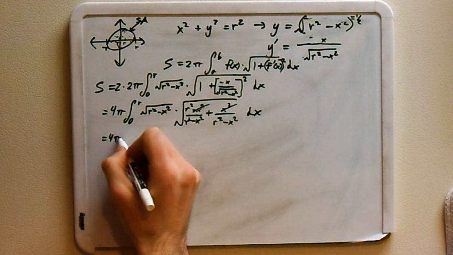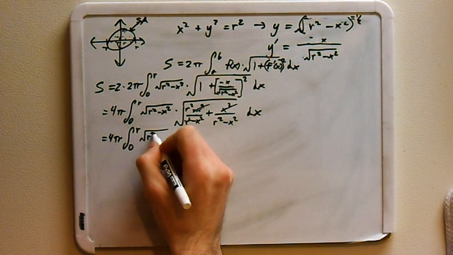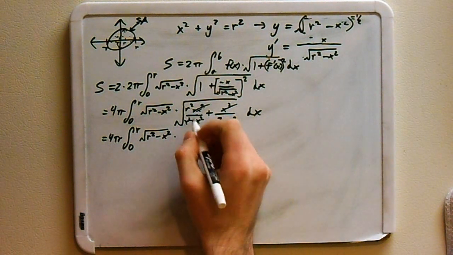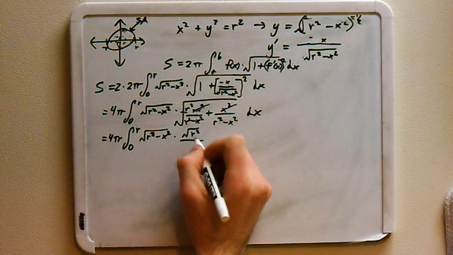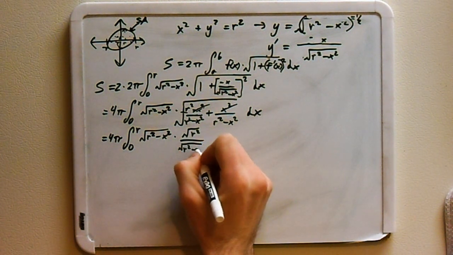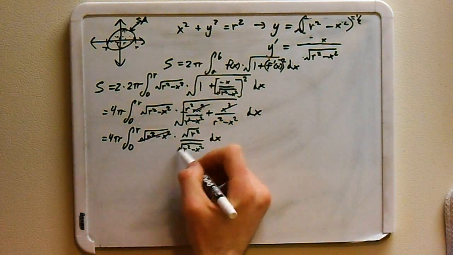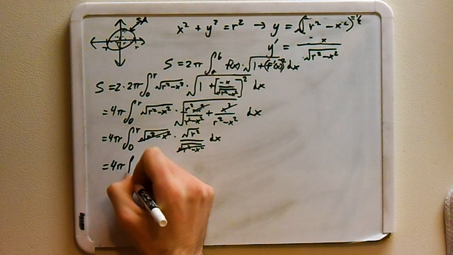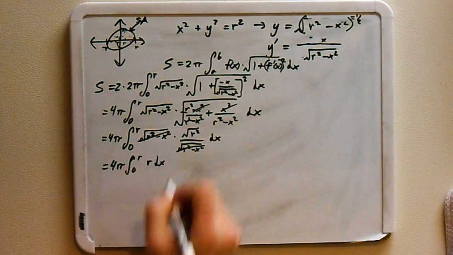So you have 4 pi. A lot of calculus is just rewriting the same stuff, but you gotta keep track of it all. Square root of r squared minus x squared times, I'm gonna split up the radicand. So we have square root of r squared over square root of r squared minus x squared, dx. We'll check it out. These two cancel, and that's as simple as r. So 4 pi integral from 0 to r of r dx.